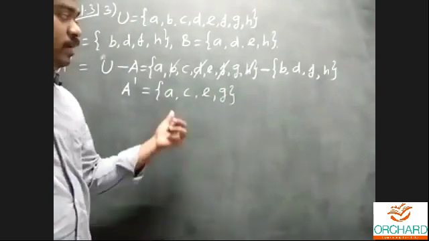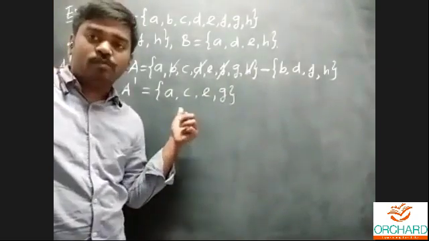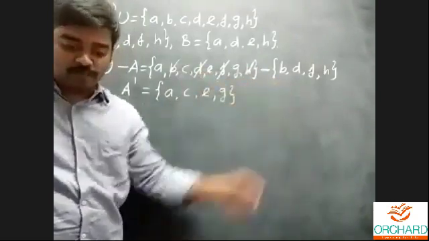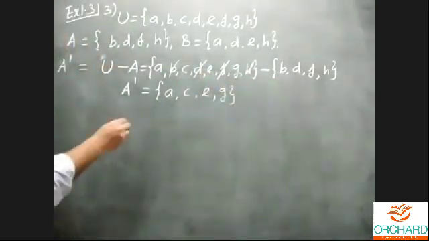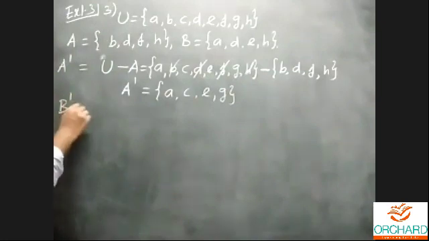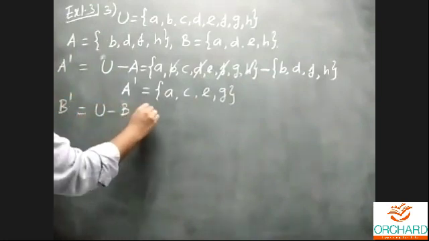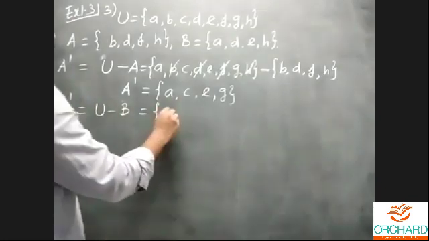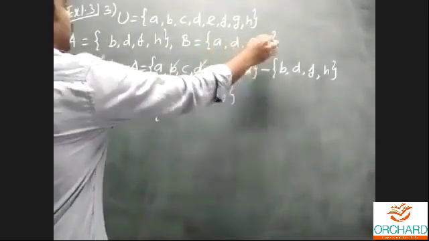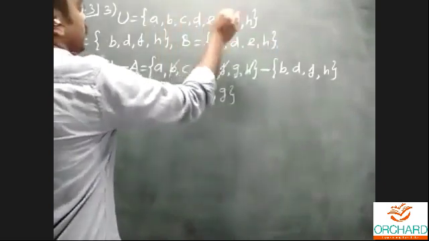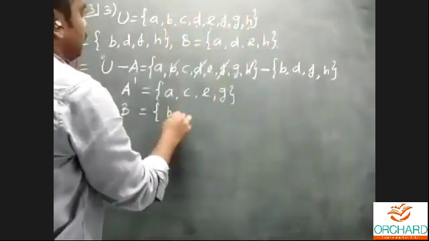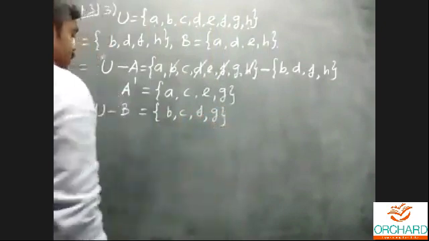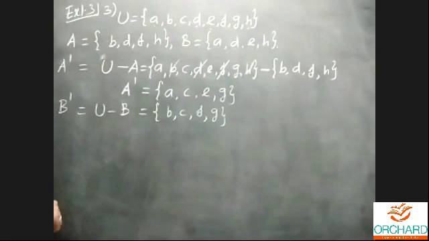The same way you can identify B dash. What does B dash mean? B dash is nothing but universal set difference B. I'll write the answer directly. The elements of B are A, D, E, H. Except these elements, write down the remaining elements: B, C, F, G. This is B dash.